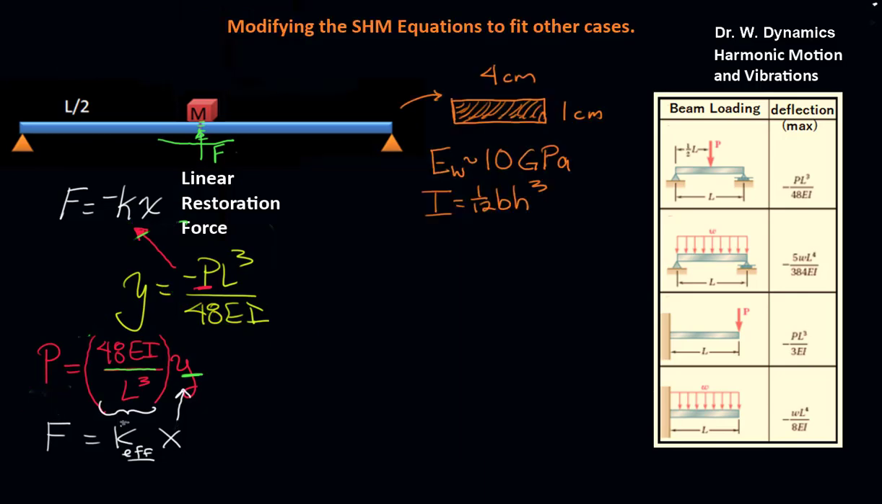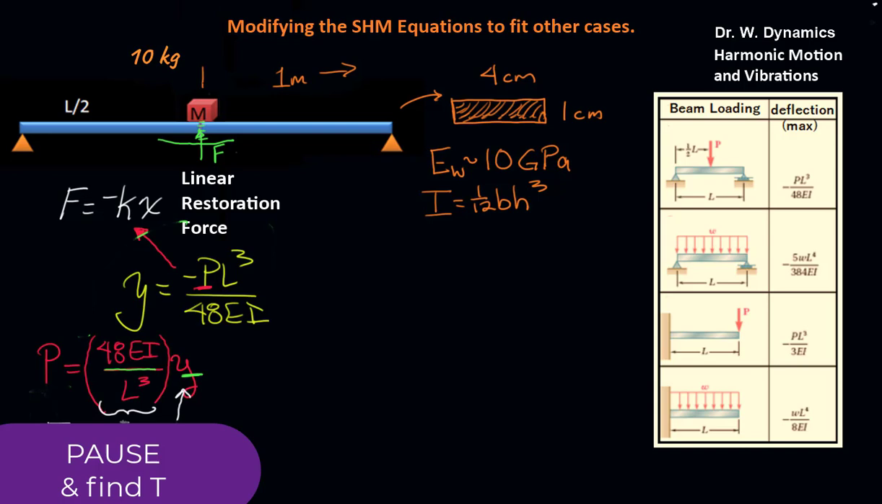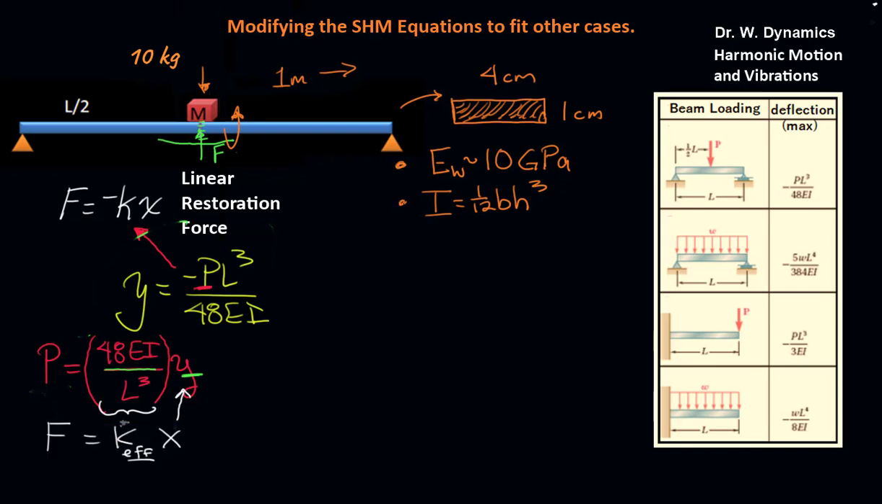If you'd like to try this calculation yourself, assume that we set up a meter stick that's 1 meter long. Here's its cross section, 4 centimeters by 1 centimeter roughly. And we'll drop a 10 kilogram mass directly on the center. Find the time for it to rebound and bounce back up. And here is the E of wood, it's approximately 10 GPa, and there's the I. Find the period of oscillation.